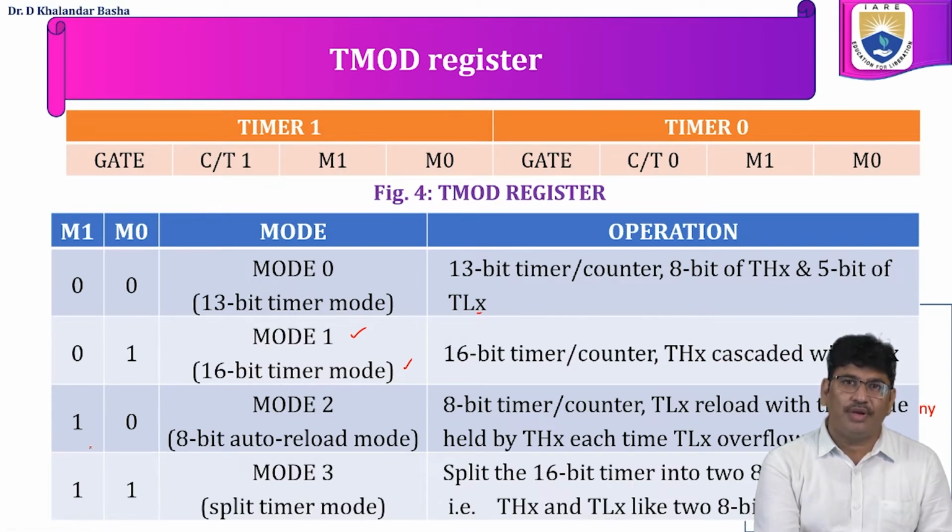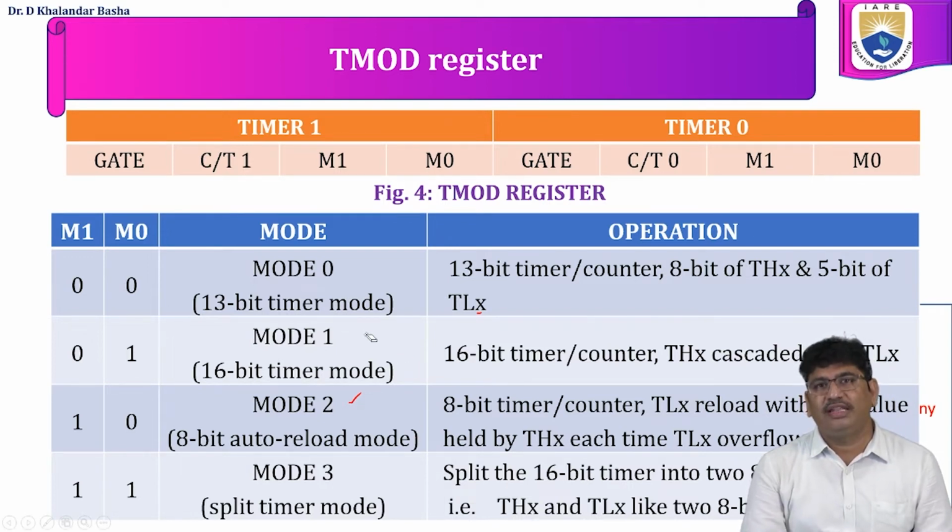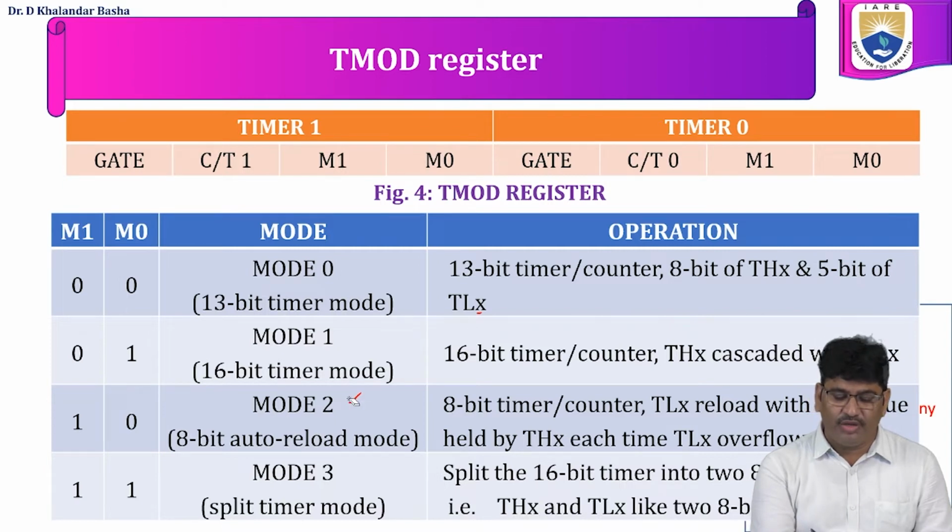The next mode of operation, by configuring M1, M0 bits as 10, is mode 2, which we call the 8-bit auto reload mode. In this mode, only the TLX registers are used for timing or counting, whereas THX contains the value initially loaded into the TLX register. Once the count in the TLX register overflows, that is from FF to 00, the contents of THX are loaded into TLX. So when we configure mode 2, the timers are used in 8-bit mode.